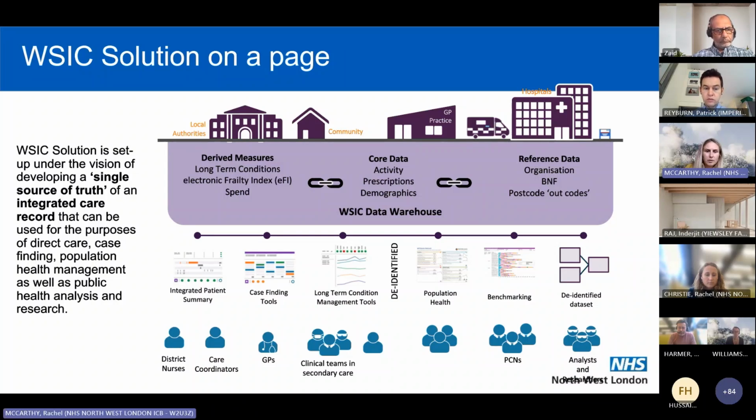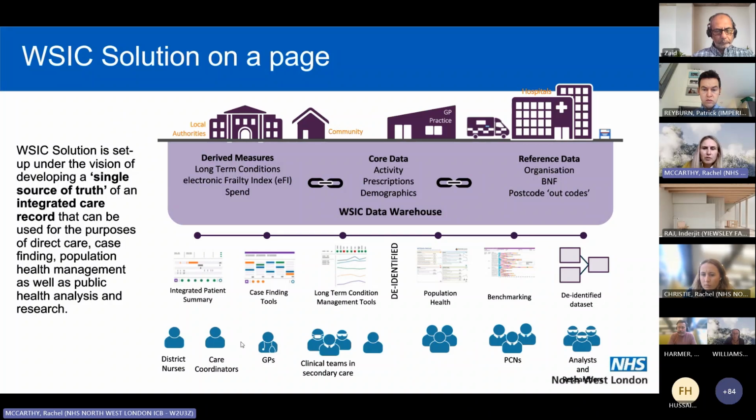WSIC has a joined up data warehouse. It means that we get data in from lots of different places across the system. So we've got primary care, mental health, community, and so on. All this data gets linked up using the NHS number. And then we can provide that back in a number of different ways. On the left-hand side here, these are our patient identifiable type of dashboards. On the right-hand side, this is our de-identified type of dashboards. In the previous session, we focused a lot more on this side. Today, we're going to look at the left-hand side in a little bit more detail.